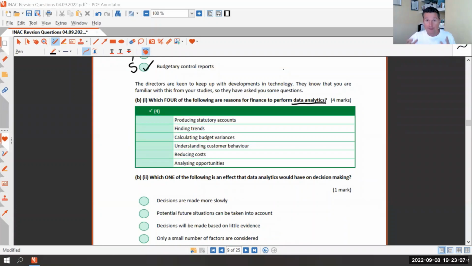Which of the following are the four reasons for finance to perform data analytics? Do you think data analytics will help you produce statutory accounts?